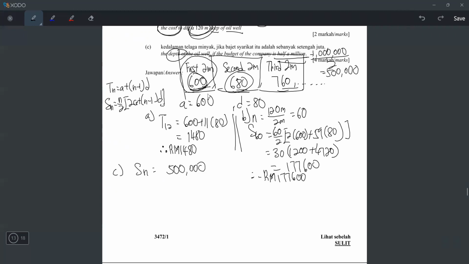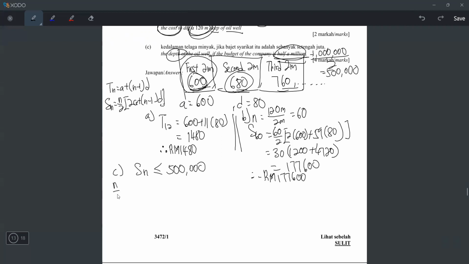Okay, and also I will not write equals here, I will write less than or equal to, because they never say that they will spend the 500,000. They just say that if I have 500,000, how much is the depth of the oil well. It means that I will not spend 500,000 exactly. I can spend 500,000 or less than it, but I cannot spend more than it because I don't have any more money. I only have 500k. So if I have 500k in my wallet, it means I can spend 500k or less than it. Okay, so that's why it's less than or equal to.